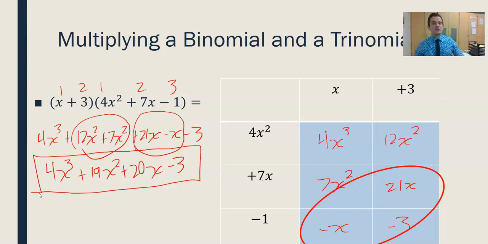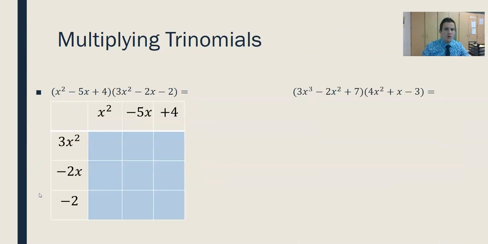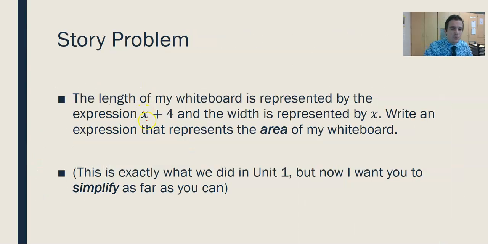And I mean, you could multiply a 17-term polynomial with a 17-term polynomial. You just have a 17 by 17 grid. And you just do all these little multiplication problems and then combine all your terms together. We're never going to see one like that in this class, but know that that is something that could potentially happen.